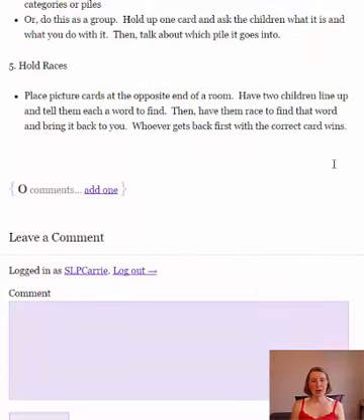Okay, the last activity I have for you is to hold races. So basically what you're going to do for this is you're going to lay out your picture cards at the other side of the room, and then you're going to come back here and you're going to have two children line up and you're going to tell them each a word to find.